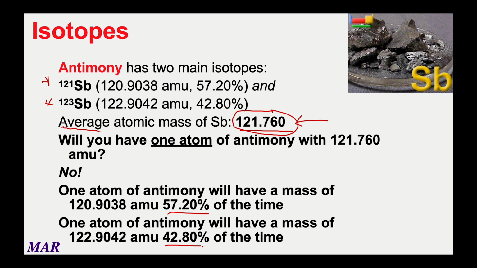And you might think, wait a minute, why are we even dealing with this when you're not going to have individual atoms? Oh, my friend, we have such cool things to share with you here. We're going to see how that 121.760 allows us to do all kinds of cool things with antimony in a future section. So hang tight.